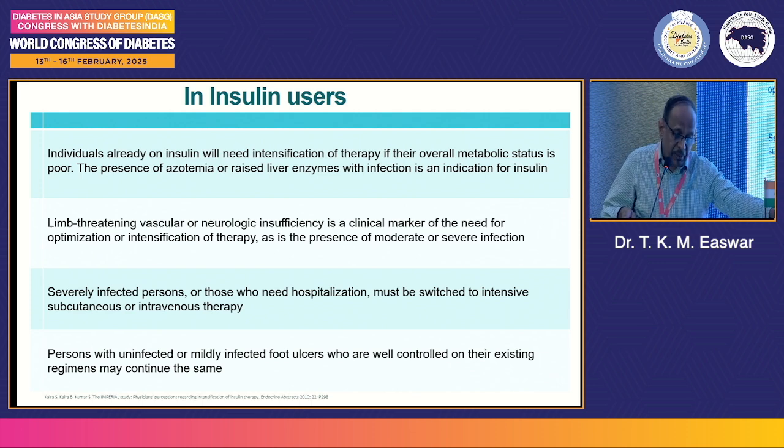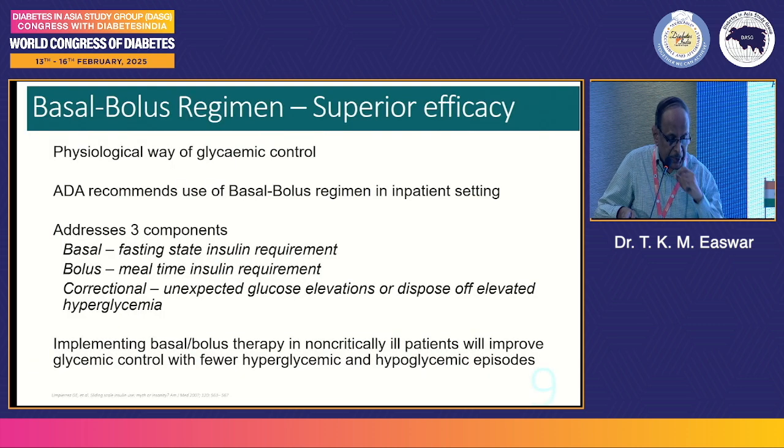Any person who needs hospitalization because of infection must be switched to intensive therapy. Preferably, maybe you should give an IV drip till the patient is in the ICU. Those who are having uninfected or mildly infected ulcers on oral therapy on OPD basis, they can continue their pre-existing premix or basal or whatever is going on without the need to intensify the therapy.